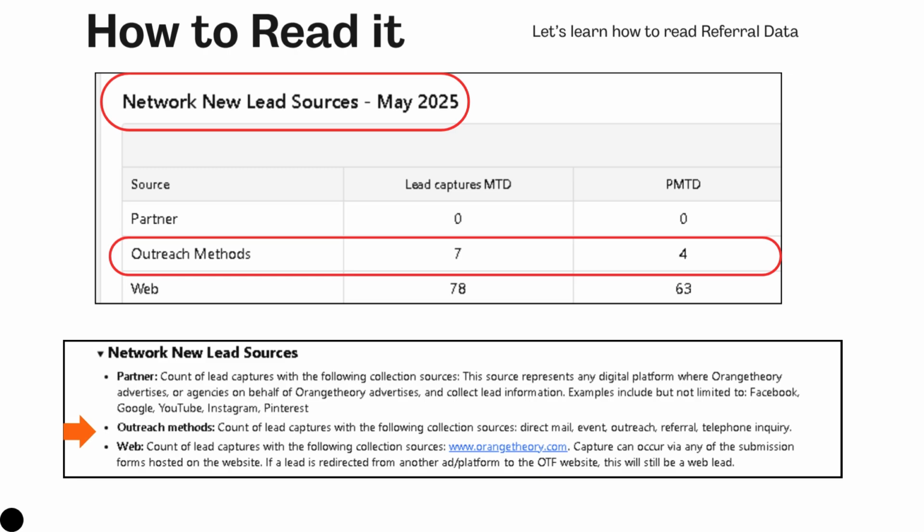While looking at network new lead sources, we're going to look at outreach methods. So the trick here is that outreach methods, you can click on that little I button to see this definition box that I brought up, but it's the count of lead captures with the following collection sources: direct mail, event, outreach, referral, telephone inquiry. So the trick here is that this number is not going to be your true referral, but it is going to be where your referrals live in the larger chunk. So just be aware of that.